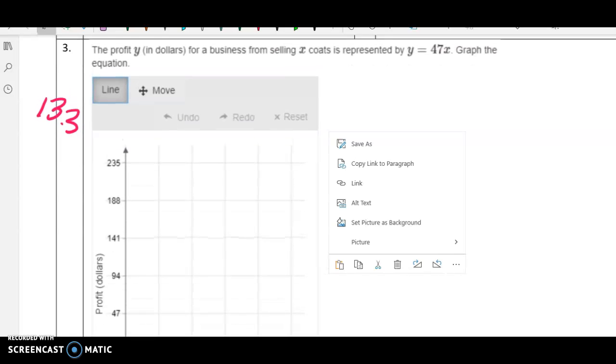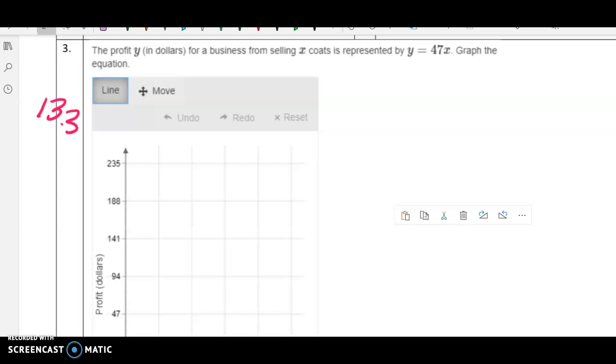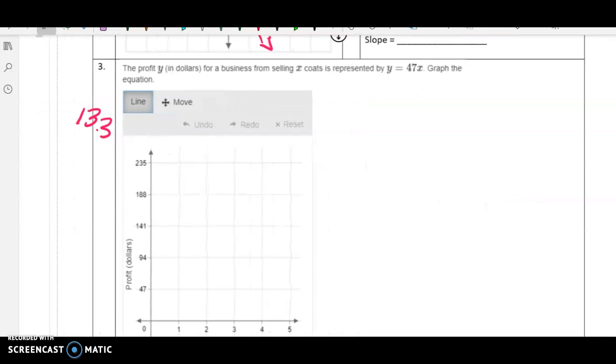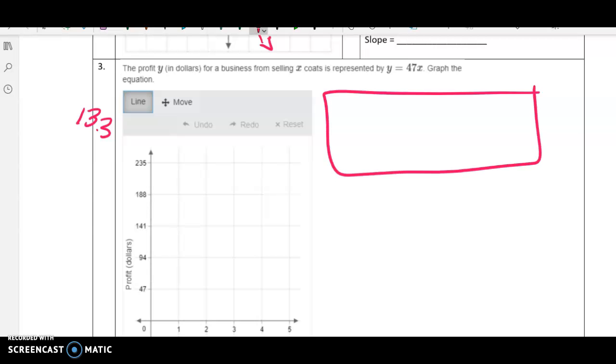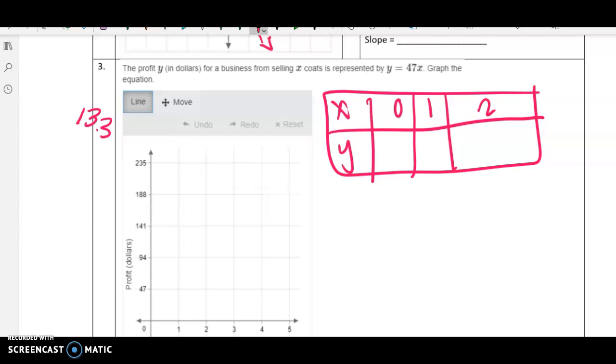All right, so we want to graph the equation y equals 47x. So again, you can do this two ways. You can do a table and put in 0, 1, and 2. So 0 times 47 is 0. 1 times 47 is 47. And 2 times 47 is 94.